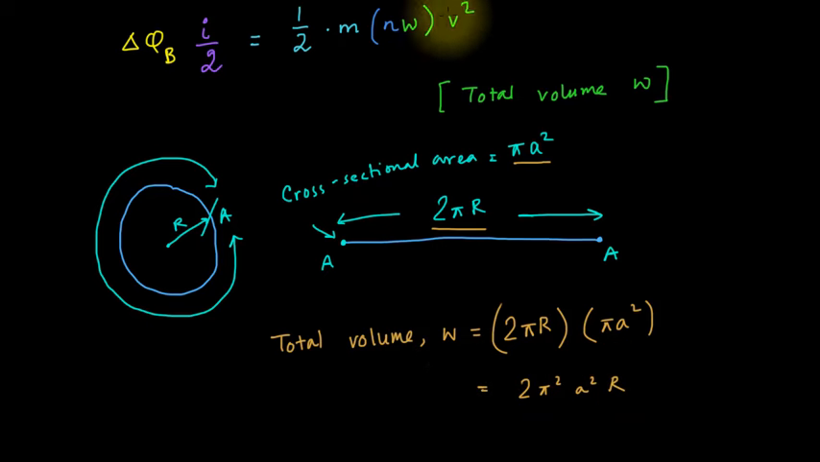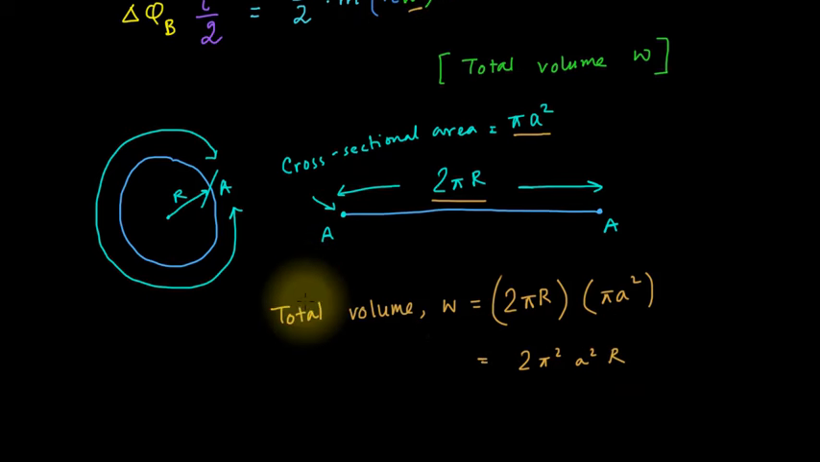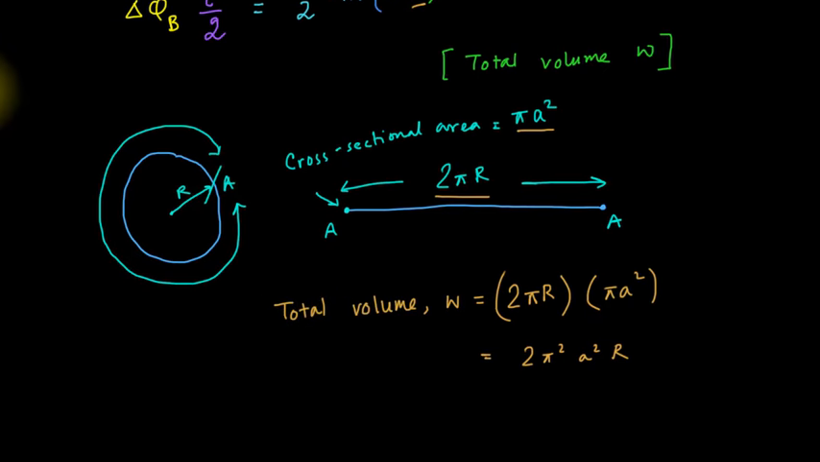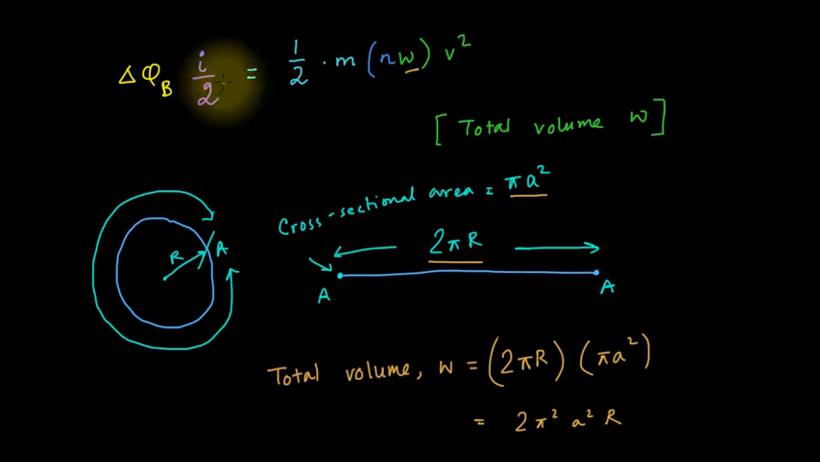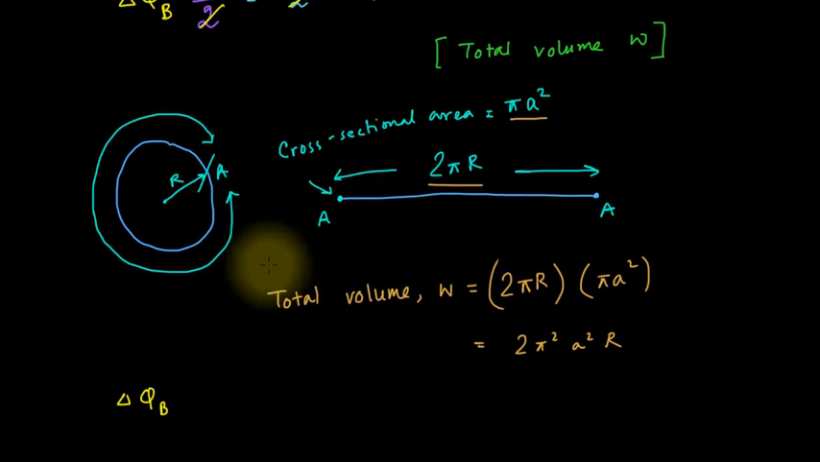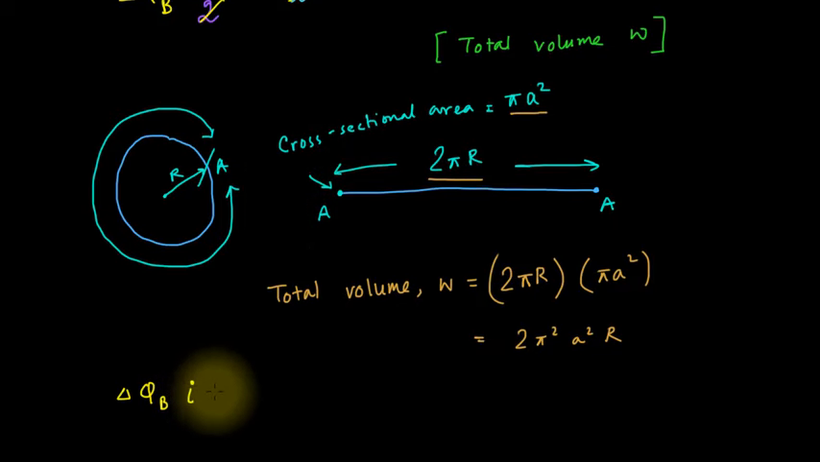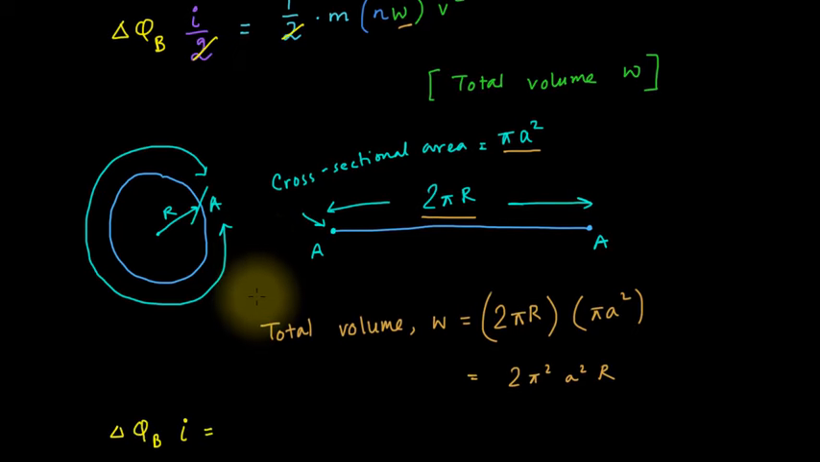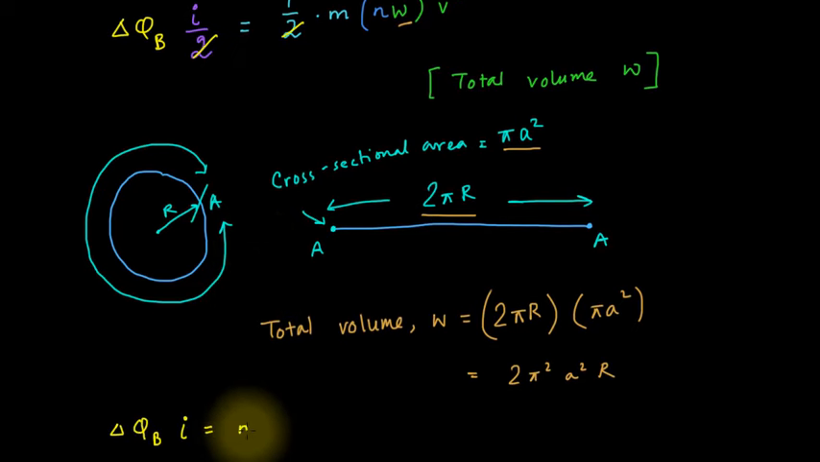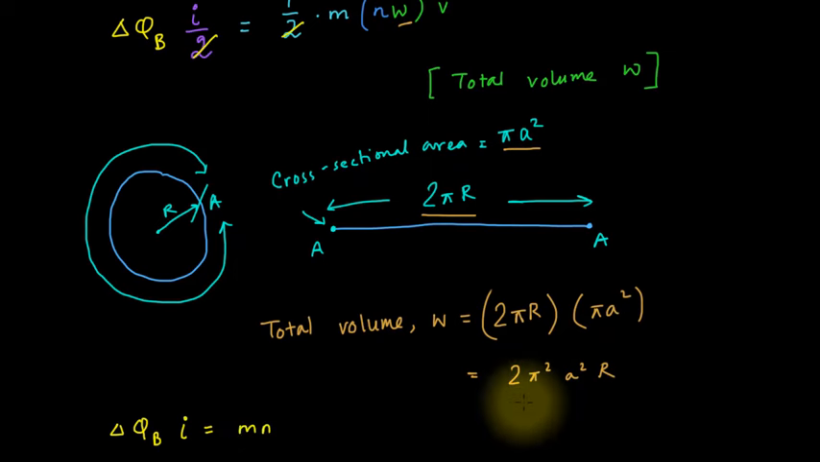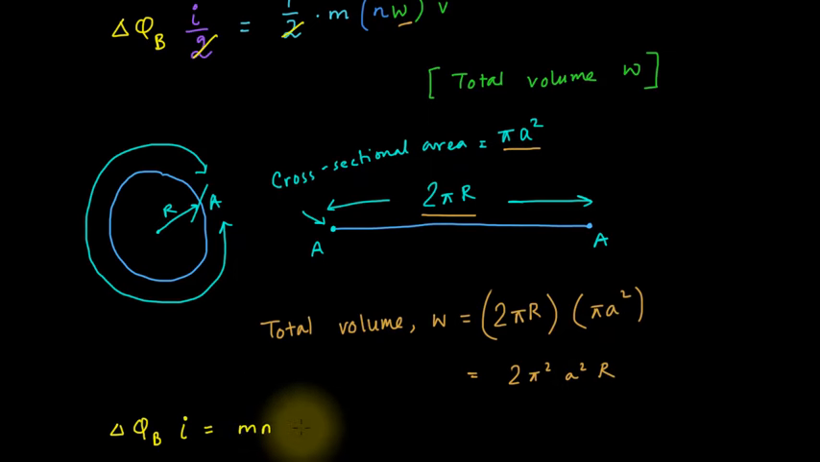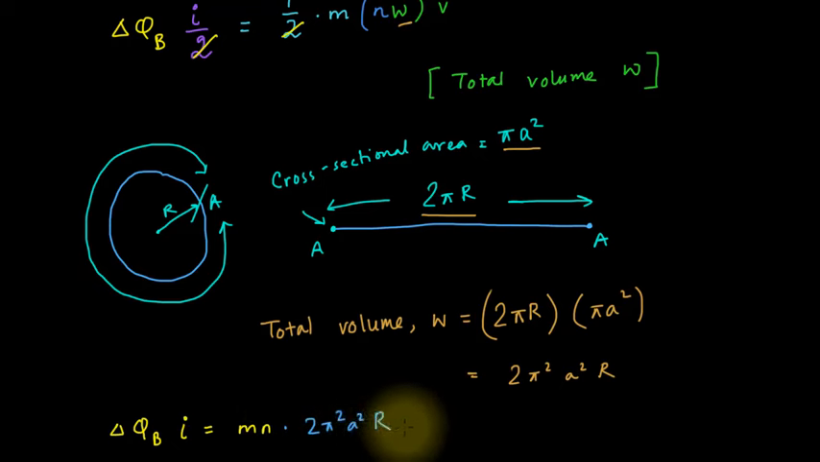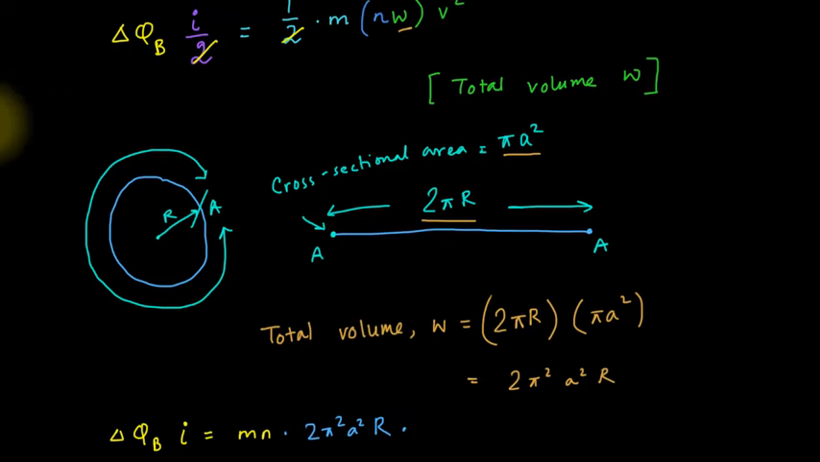Now we plug in the value of W here. So now we have delta phi b, and 2 is cancelled from both sides. So delta phi b into I is equal to m n, and W is equal to this thing. So twice pi squared a squared r into v squared, where v is the drift speed of the electrons.